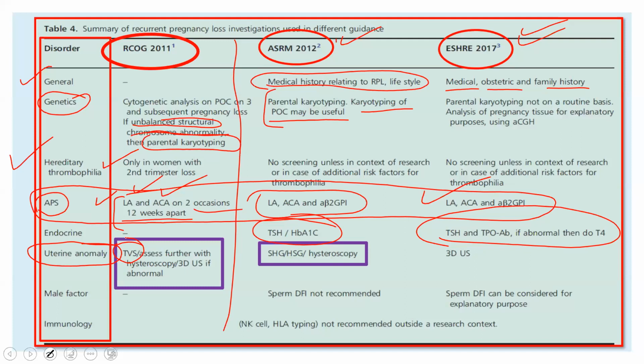So the SRM says that yes, we can go for SHG and HSG or hysteroscopy, both. But European guidelines say it's better to go for a 3D scan because that is more cost effective than the HSG and hysteroscopy. Male factor, RCOG doesn't say itself, but yes, sometimes the sperm morphological problem can also be there.